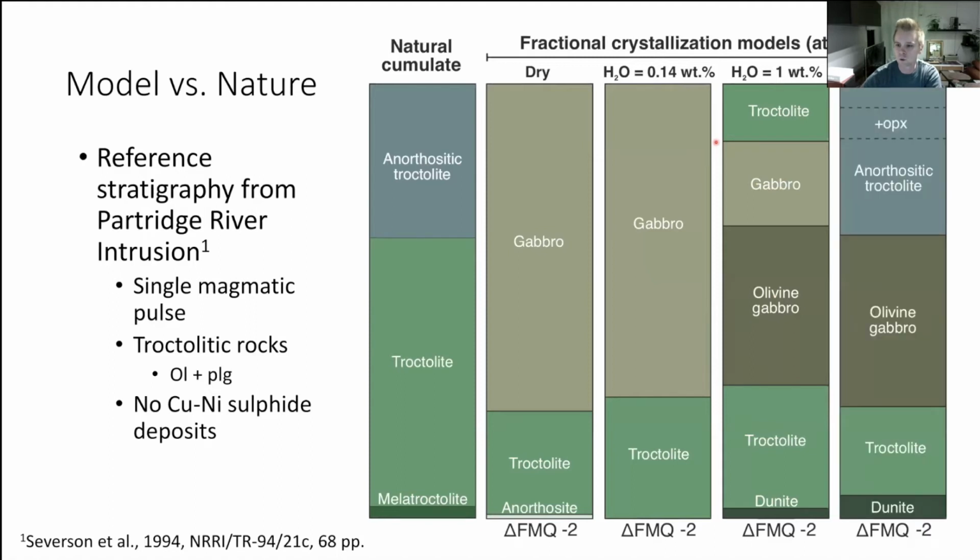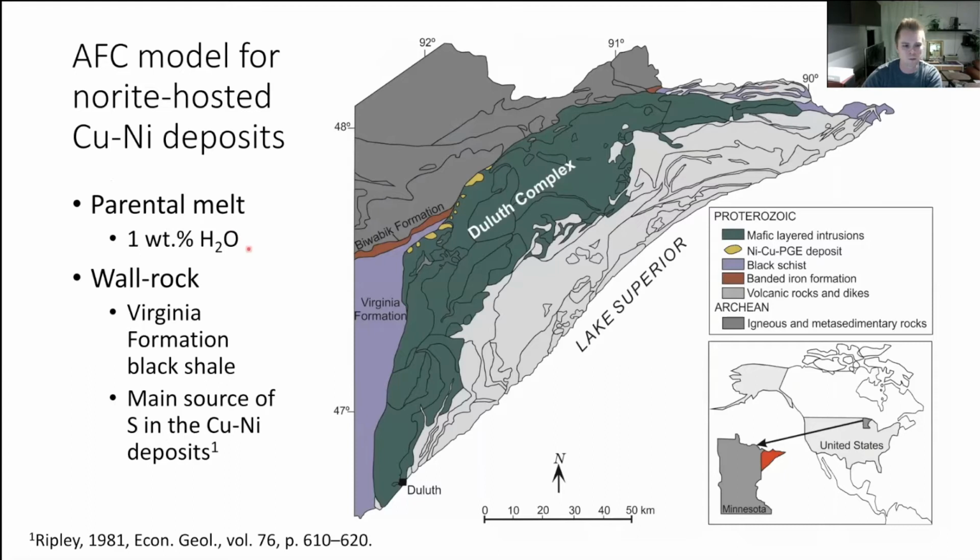And in the most water-rich model, we form anorthositic troctolite on top instead of gabbro and troctolite, but otherwise the same as with the 1 weight% water. So based on these models, we chose the parental melt with 1 weight% of water for our AFC models. These models were done in order to try to model the norite-hosted copper-nickel deposits. And for the wall rock, we chose the Virginia Formation black shale, which is the main source of sulfur in the mineralizations.